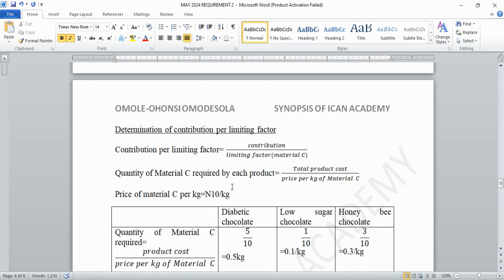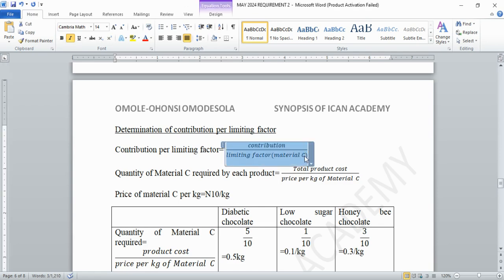So now, why did we do this? We did this because this is the denominator, the limiting factor. So contribution per limiting factor is the limiting factor, material C. Let me put it so that you can understand. Material C in quantity. We need it in quantity, but the one we had was in value. So we had to get the quantity. Do you understand?